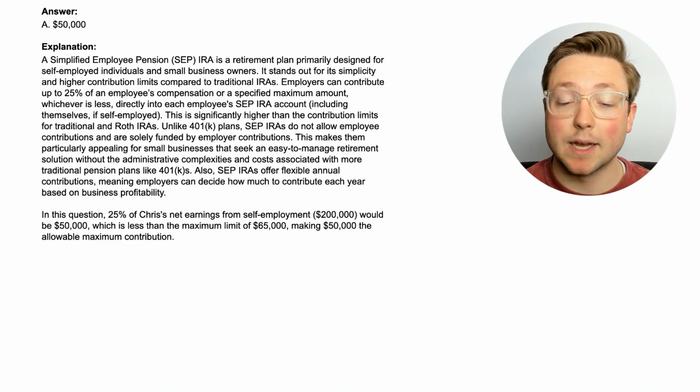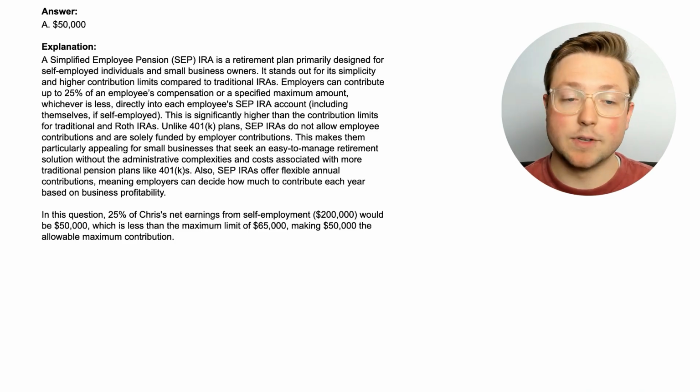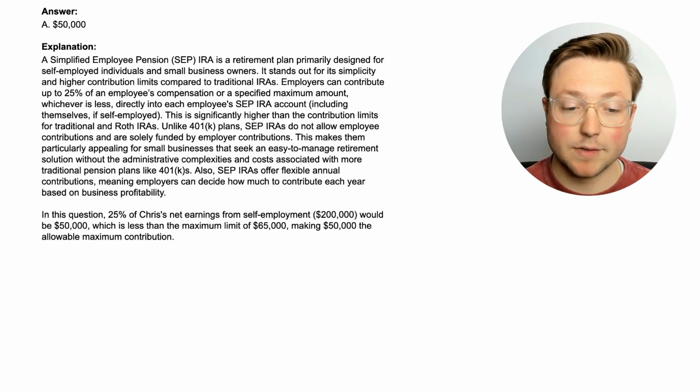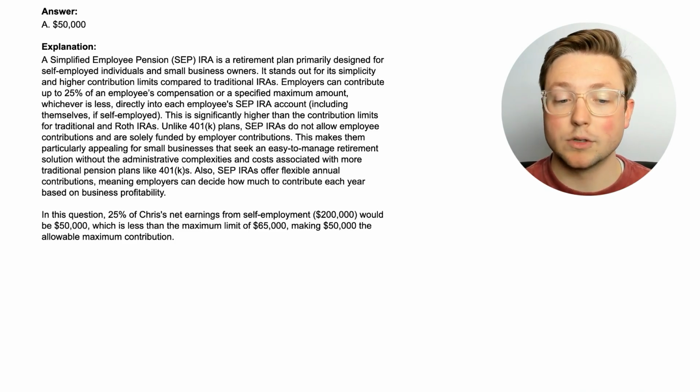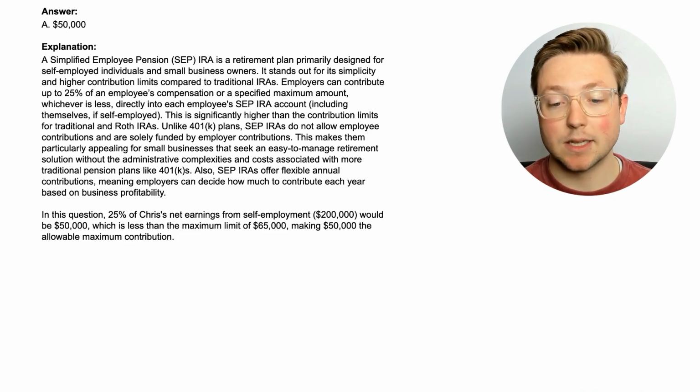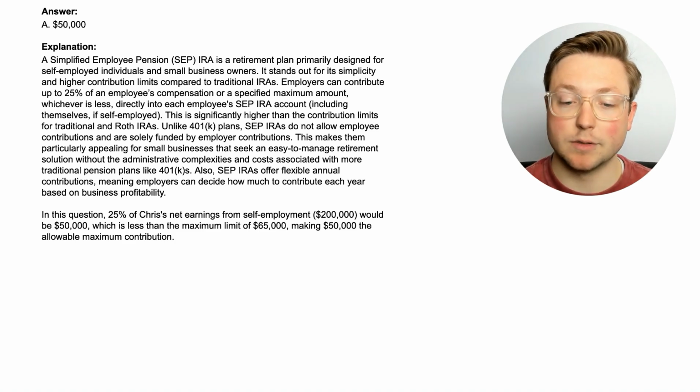Okay, and the answer is $50,000. And before we dive into this big explanation, the second paragraph says, in this question, 25% of Chris's net earnings from self-employment, which is $200,000, would be $50,000, which is less than the maximum limit of $65,000, making that the allowable max contribution. But let's learn what SEP IRAs are in the first place.